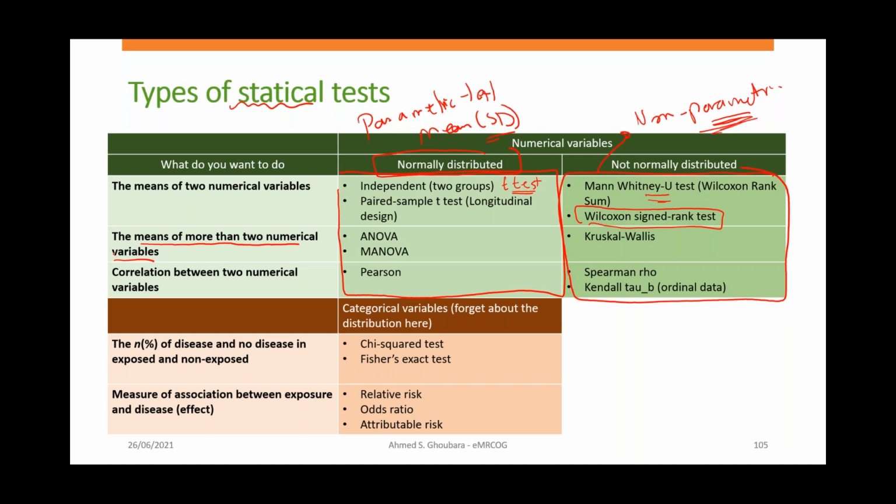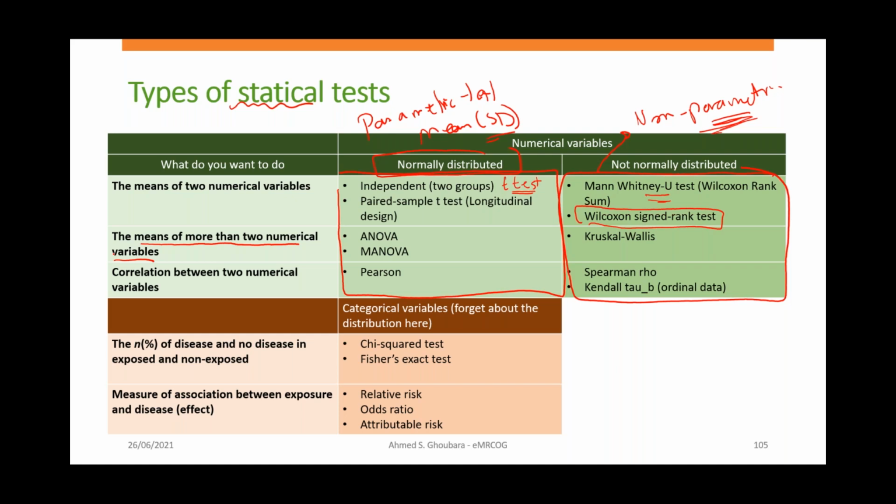Suppose the 3 groups are bizarre, not normally distributed. What should I do? They're like brothers and sisters. We have the main parametric test, and we have its sister non-parametric test. Like the t-test, that's the main test. The non-parametric sisters of the t-test are the Mann-Whitney test and the Wilcoxon signed rank test.